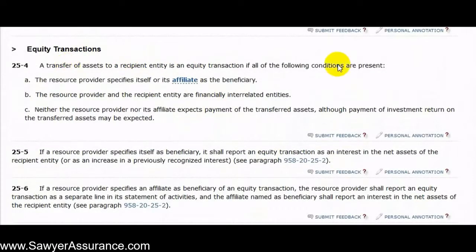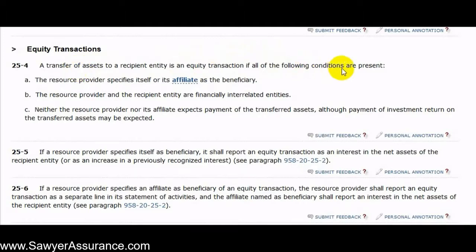Now, first, I want to remind us they have very specific terms for the types of entities in these transactions. If we remember from the prior sections, there will typically be a donor, which may be a corporation or an individual, and that donor pays money to a recipient entity, and that recipient entity is required to pay that money to a beneficiary. So we have three parties in these typical transactions. And so with that understanding, a transfer of assets to a recipient entity, that's the entity in the middle, is an equity transaction if all of the following conditions are present.